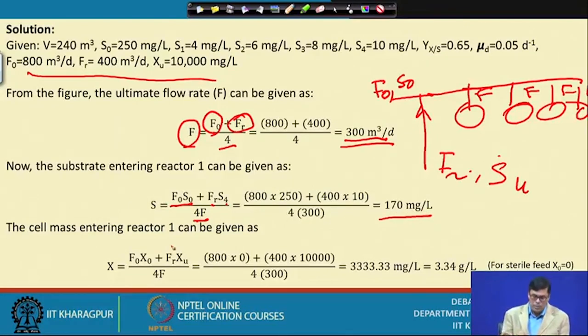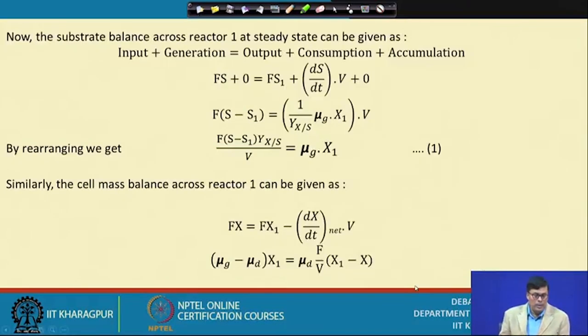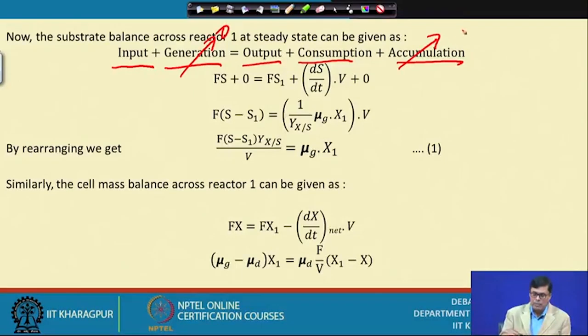Similarly, we can find out the value of X also. Here, F0 into X0, and here this is XU. So FR into XU divided by 4F, and you calculate 3.3 grams per liter. Now, when we do the substrate balance in the first reactor, we write it as the rate of input of the substrate, rate of generation, output, consumption and accumulation. Under steady state condition, accumulation will be 0.